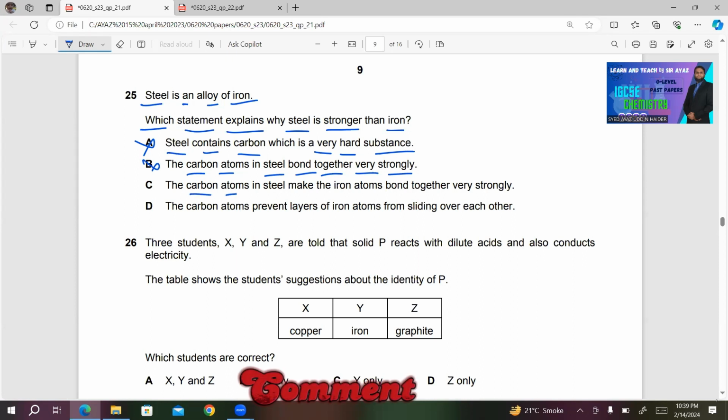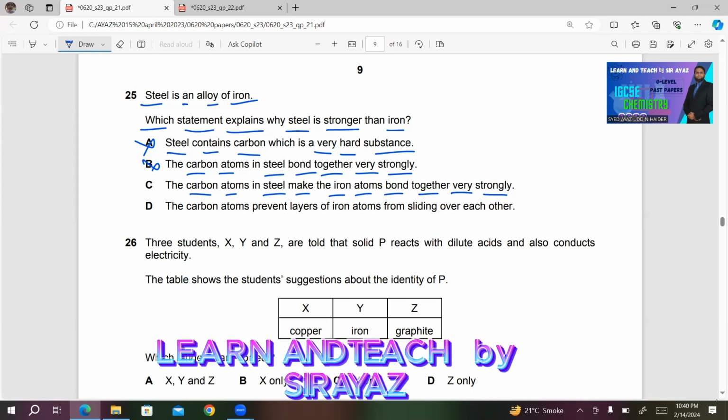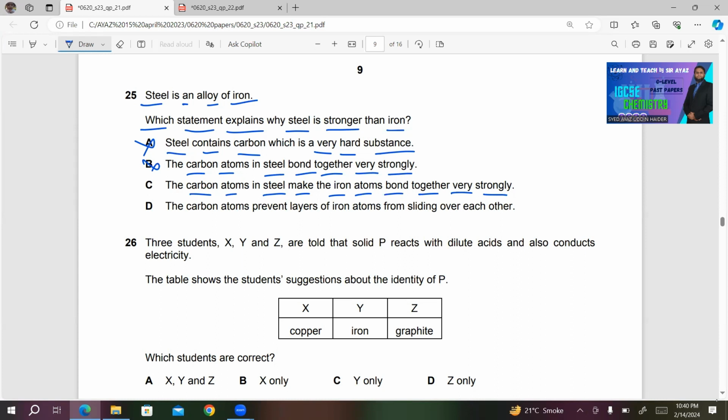C. The carbon atoms in steel make the iron atoms bond together very strongly. So they are not making the iron atoms bond stronger. They just change the properties of the steel, like high carbon and low carbon steel. Due to the addition of different contents of carbon, the properties of steel are altered. So this is also incorrect.